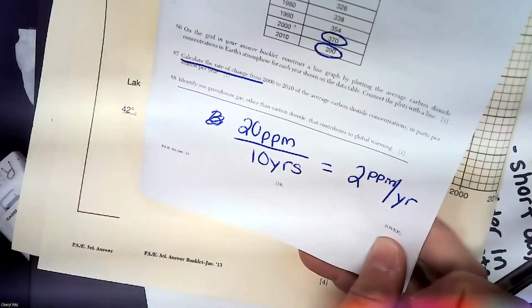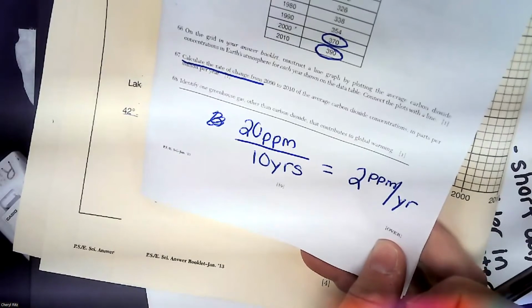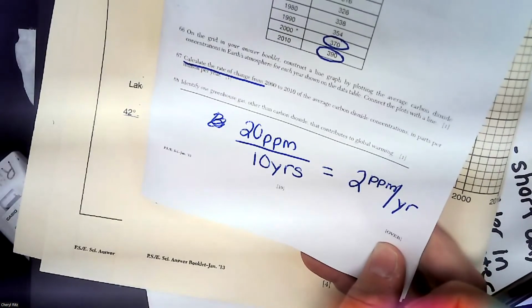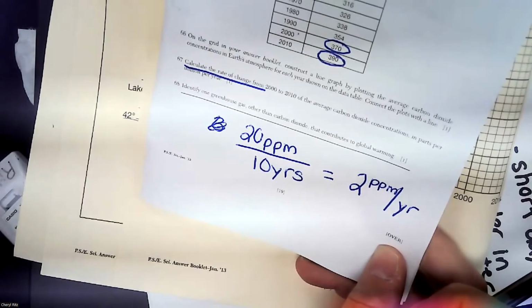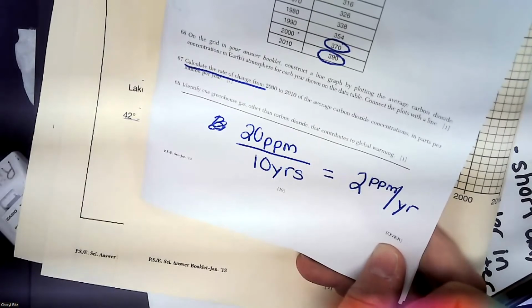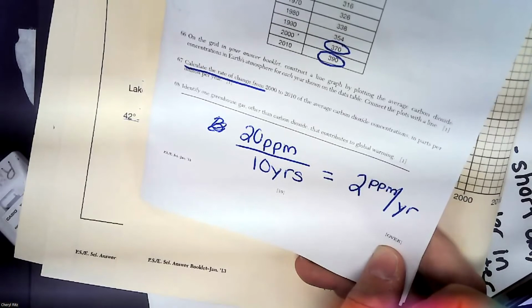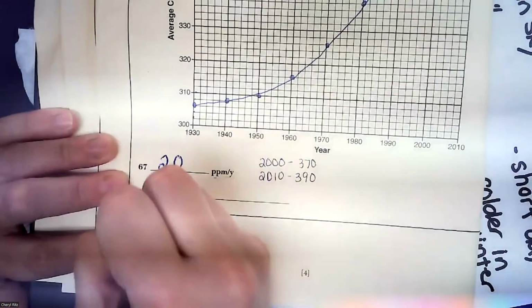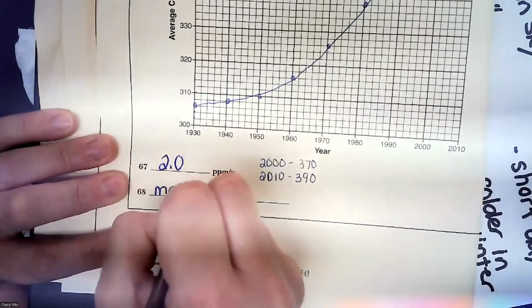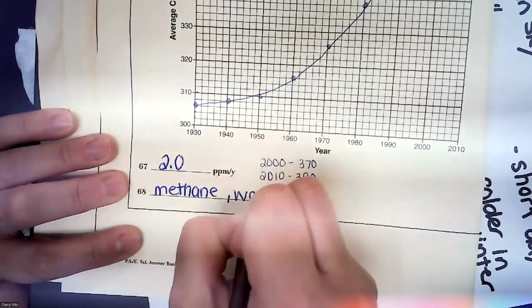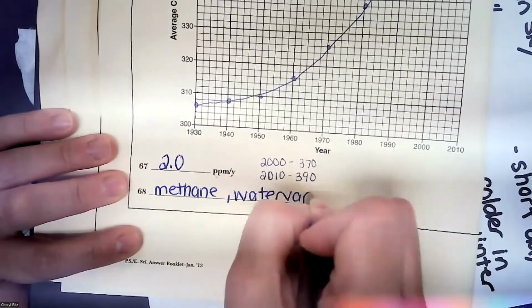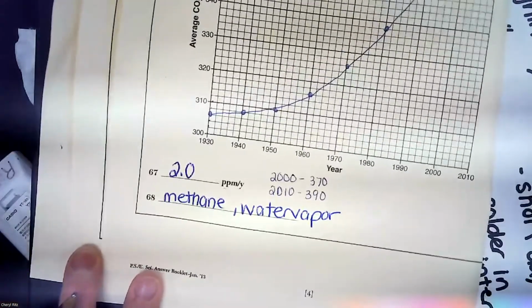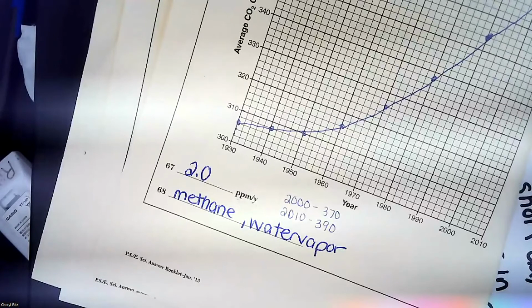And finally, question 68 says, identify one greenhouse gas other than carbon dioxide that contributes to global warming. So first of all, if you had just stopped with identify only one greenhouse gas and you answered carbon dioxide, it's wrong because they already gave you that one. So it's another gas that's a greenhouse gas that we talked about last chapter. Methane's a good one. Water vapor is another good one. Those actually are the only 3 that I taught you about: methane, water vapor, and carbon dioxide.